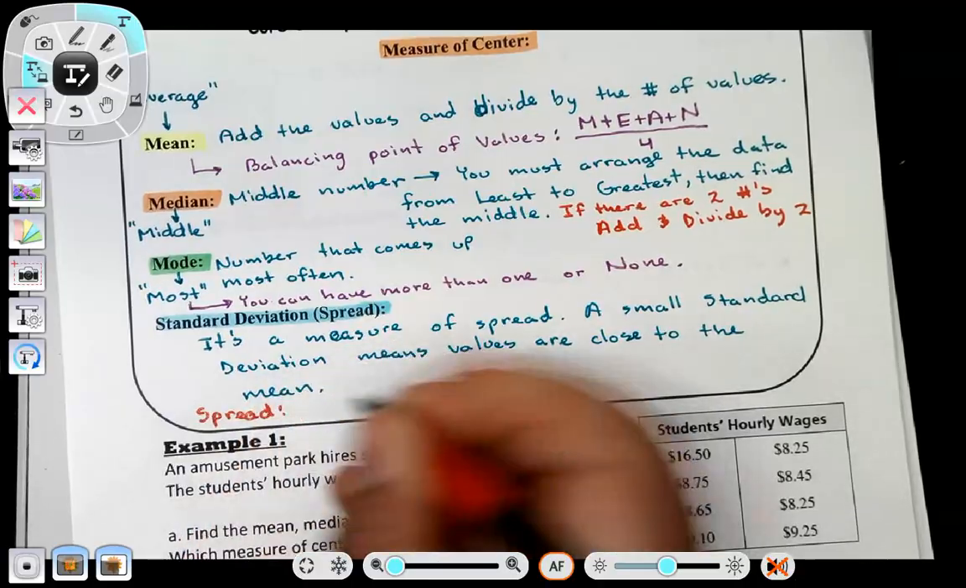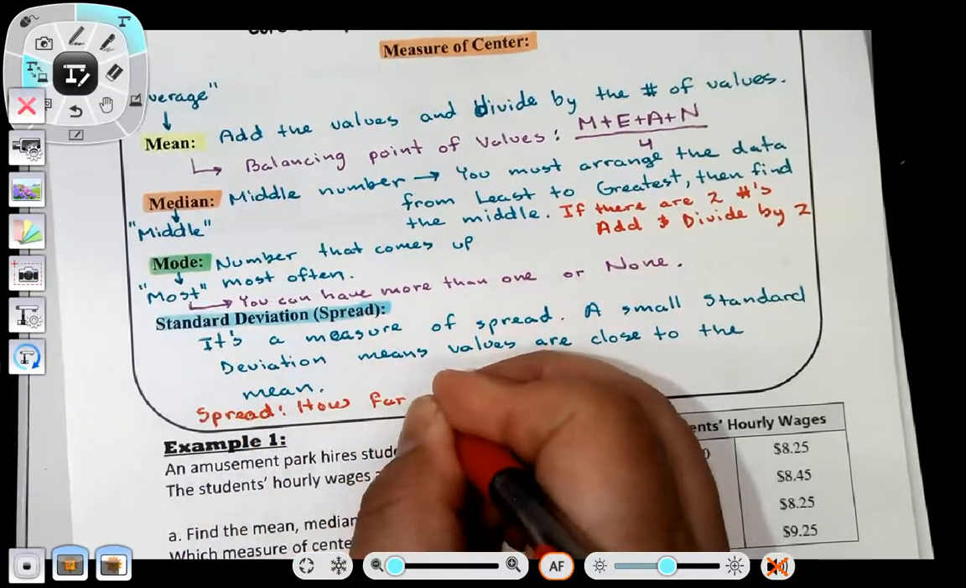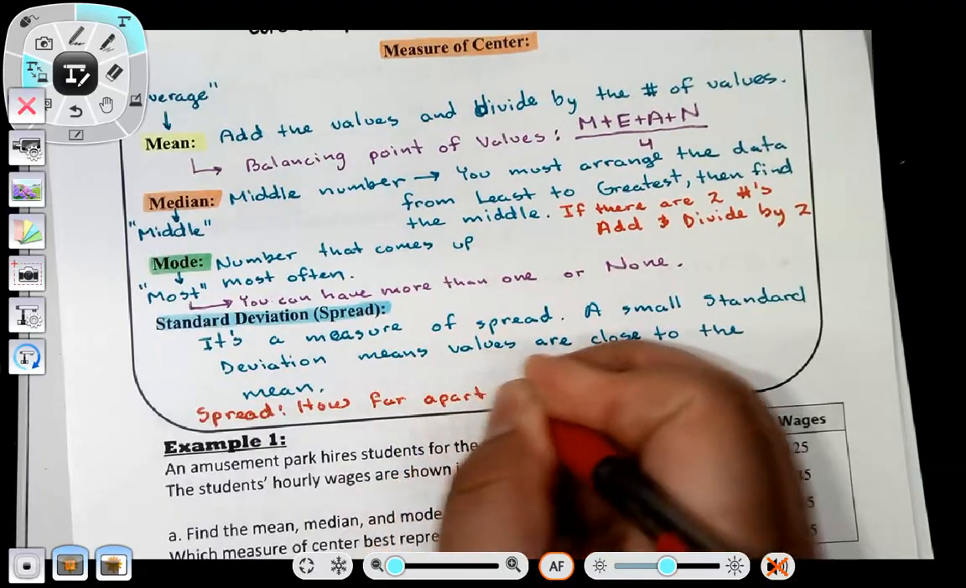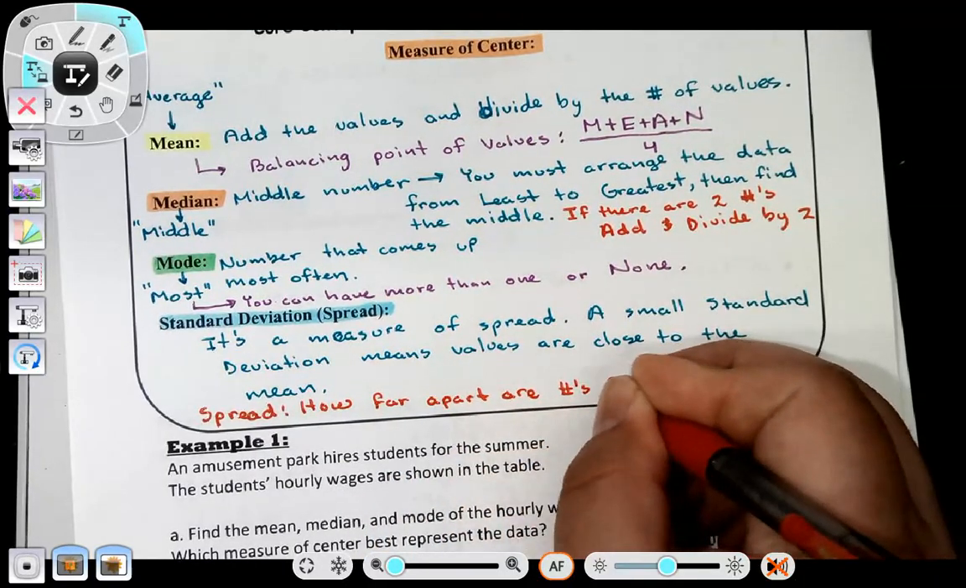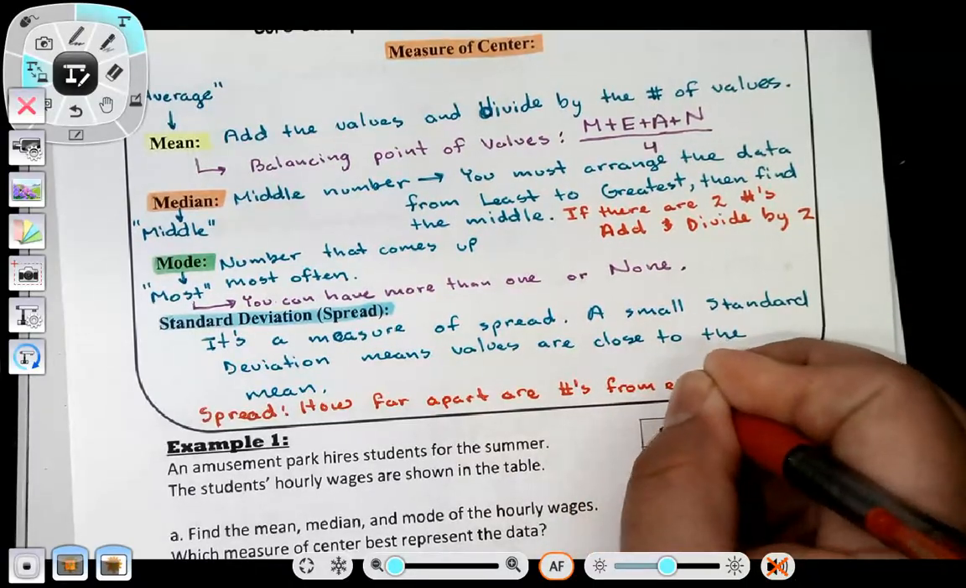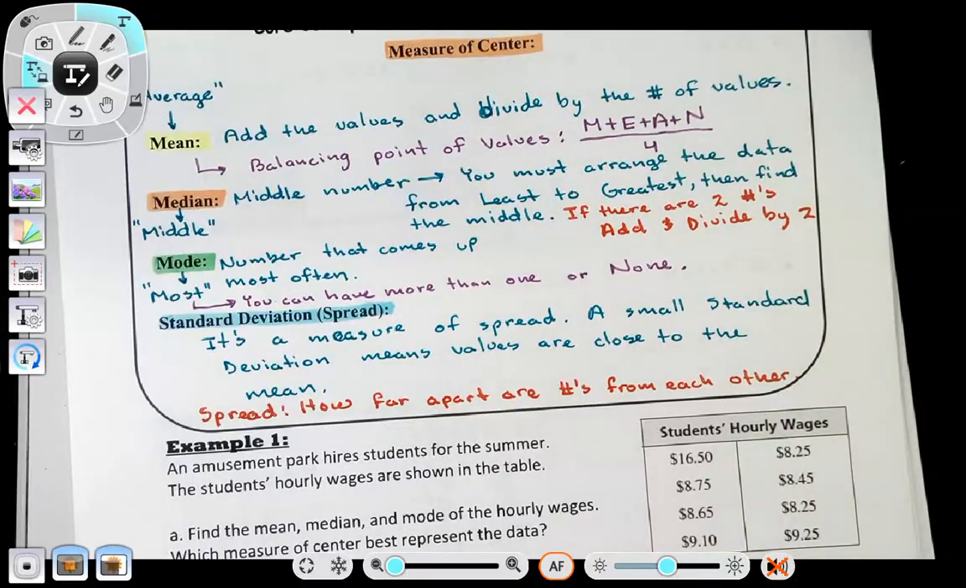So we have the little space. How far apart are numbers from each other? This is why, everybody, it's important to put your list of numbers in order, because basically I'm just going to look at, all right, who's the biggest number, who's the smallest number? Let me see how far apart they are from each other.